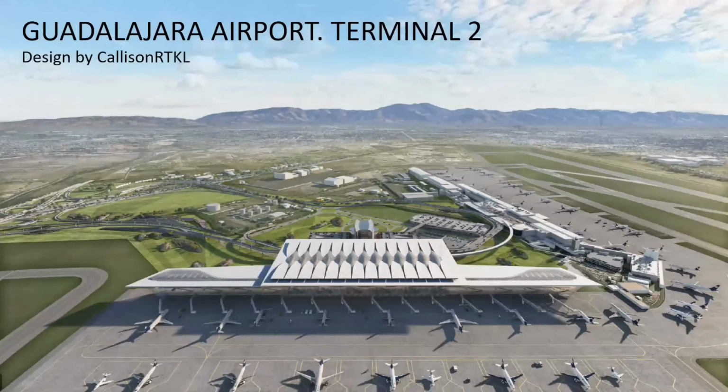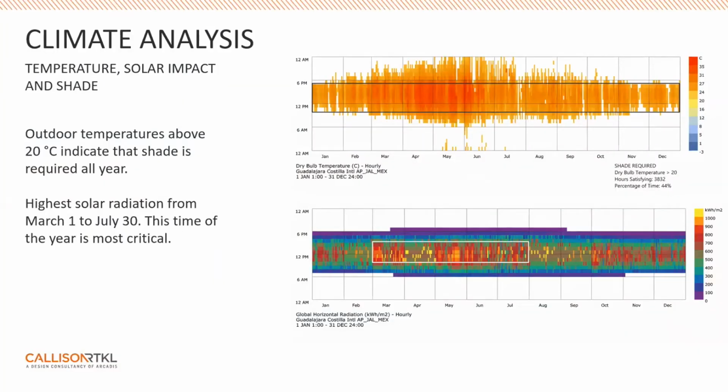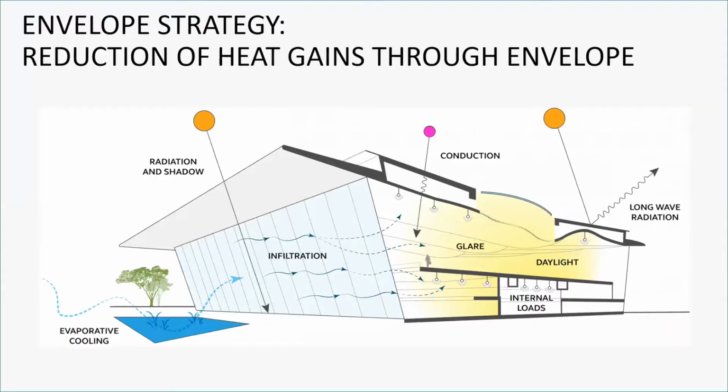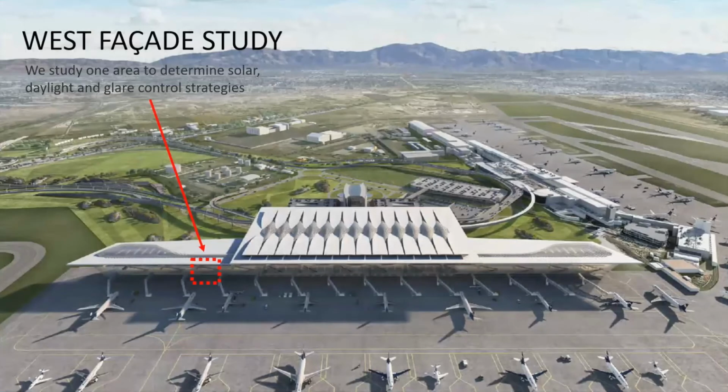Another project is this airport terminal in Guadalajara, which we're also working on right now, just to show you a little bit of the process. Again, we're looking at climate. We're understanding that we need shade all year. We're also finding that there's a certain time of the year from March to July that is even more critical because we have more solar radiation. So we have hot temperatures, we have more solar radiation. You get understanding what we need to do: provide shade, reduce heat flow by conduction, provide daylight, minimize glare, reduce infiltration. And then we're looking at this facade that you're seeing here is facing west. What do we do to provide transparency while blocking the afternoon sun, reducing glare and reducing heat gains?